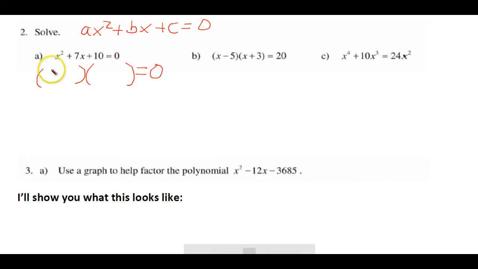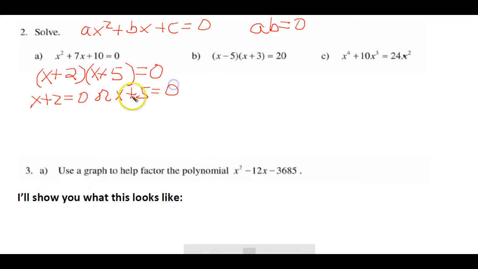And some of these aren't too bad to factor. x, 5, 2, adds up to 7. They're just all going to be plus. Now what's the next step if you need to show the work? We'll take each of these factors. Remember, it's AB equals 0, the principle of the zero product. This will be x plus 2 equals 0, or x plus 5 equals 0. So here x equals a negative 2, or x equals a negative 5. And there's what we have.